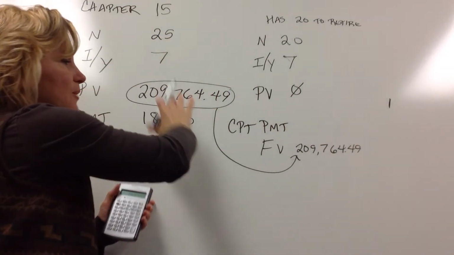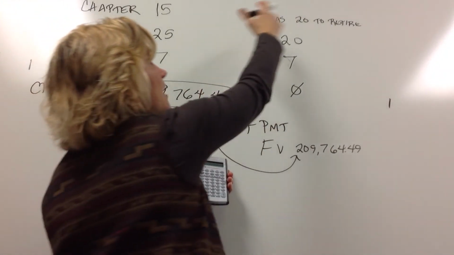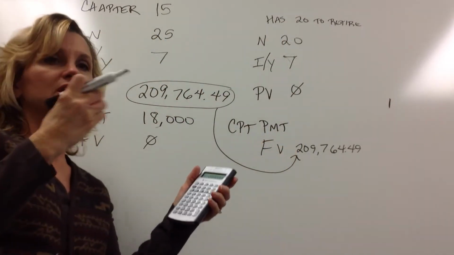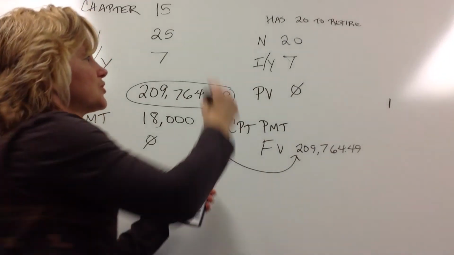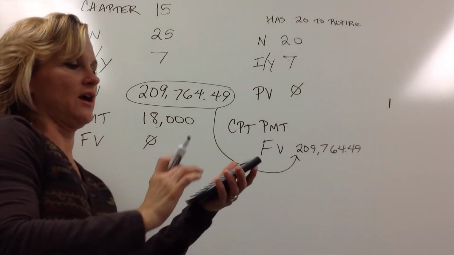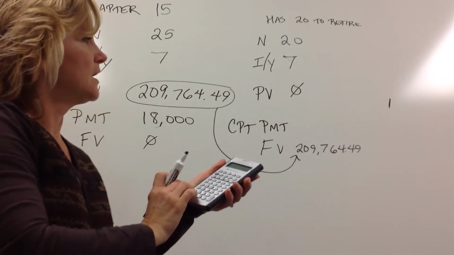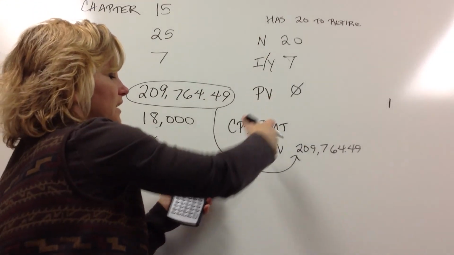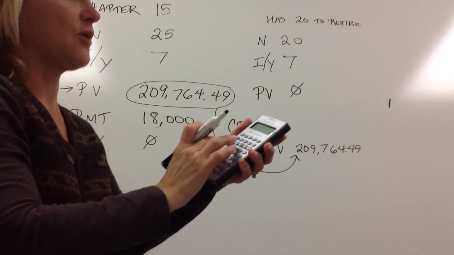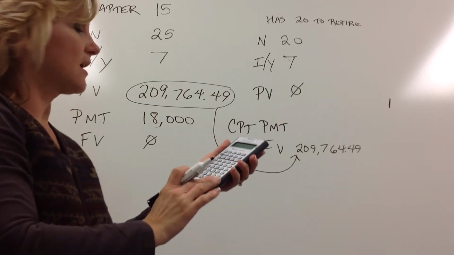So this first step just helped him determine what is my goal. Then step 2 actually gives you the objectives to reach that goal. So how much do I need to save each year so that I can retire and have $209,764? So then in this case, we're filling in the new years because now we've got 20 years that we can save. Our I/Y is still 7.